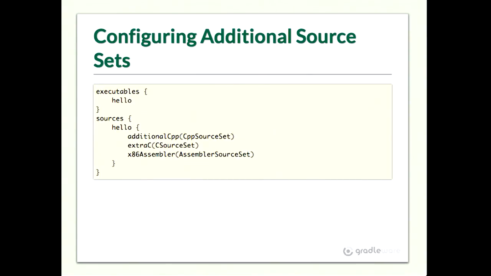We use this in the new publication model, and we use this in other parts of Gradle where you're saying, okay, I want to add something with a particular type. Once you've added it, you can reference it without the type, but in order to create it, you need to provide the type.